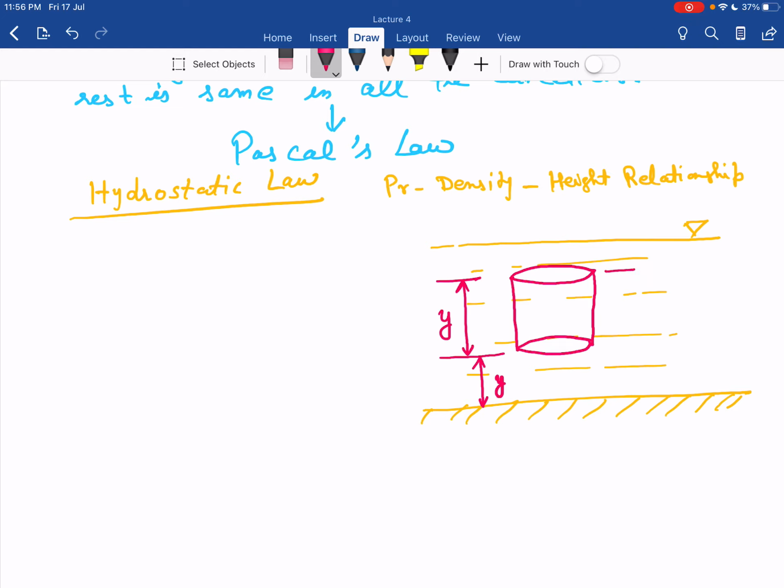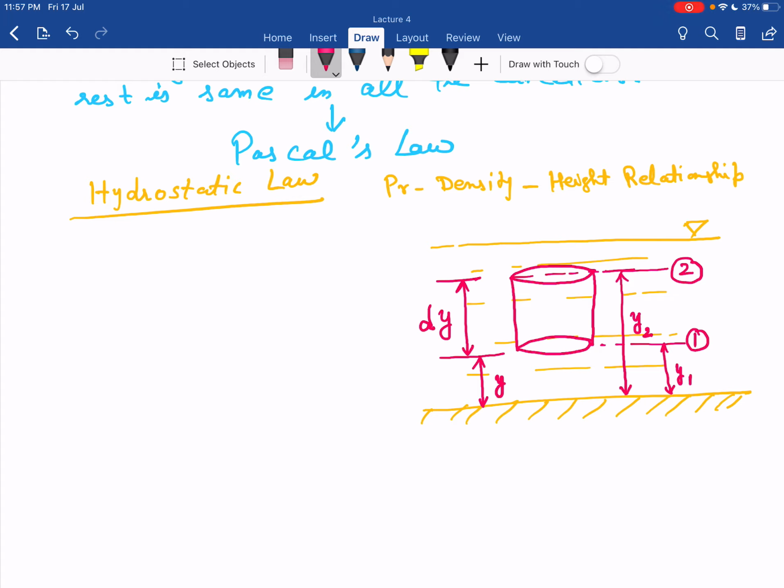Another way you can say it is the top surface is at height y2, and the bottom surface is at height y1 from the bottom. So this is what we call point 1 or surface 1, and this is surface 2. So in general we can call the height y, and the length is dy, a very small length.